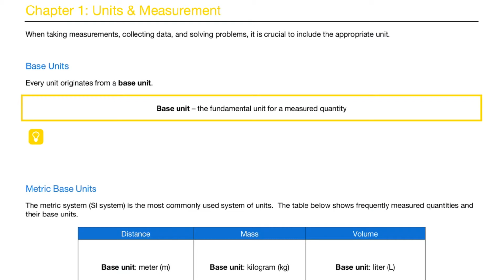Understanding units begins with the idea of a base unit. Every unit will originate from a base unit because the base unit, as defined here, is simply the fundamental unit for a measured quantity. Now, the important idea is that, as this tip says here, formulas use base units.